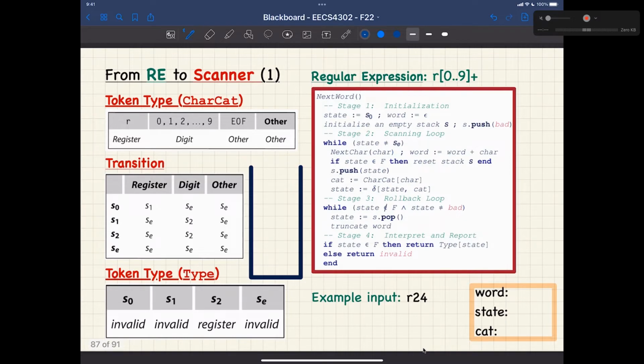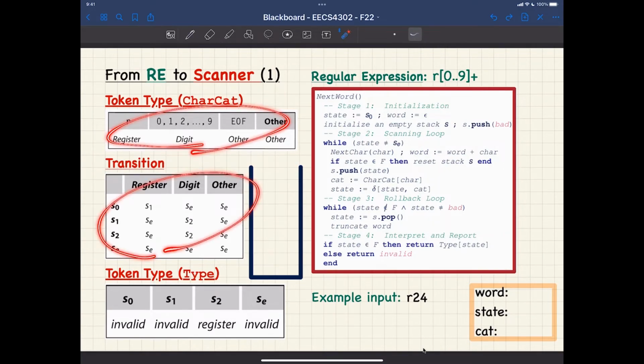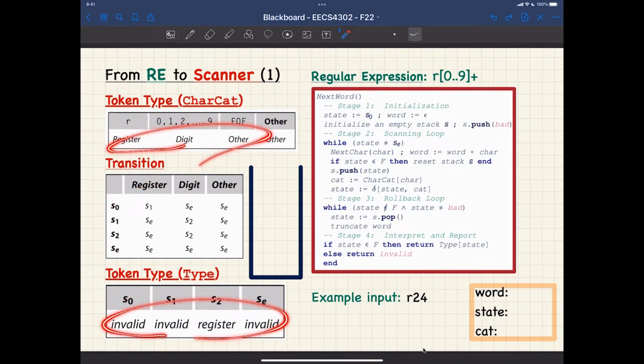Okay, I put everything that should be considered here: token type, transition, and category, and also the return type. Let's say we want to process this input with only three characters, R, 2, 4. Eventually, that would be considered a valid token of type register.